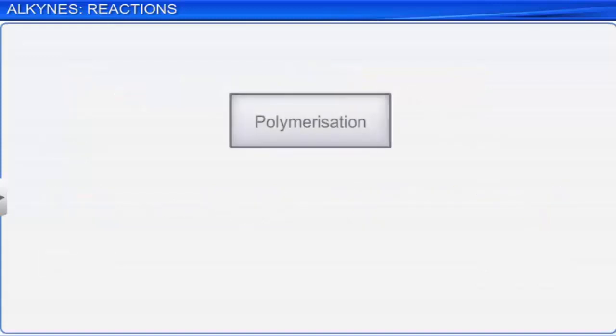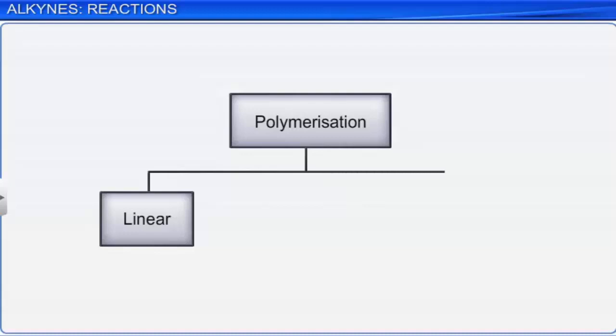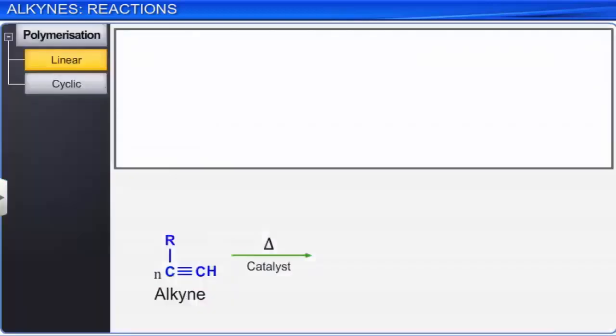Polymerization is of 2 types: linear polymerization and cyclic polymerization. When heated in the presence of a catalyst, alkynes undergo polymerization.